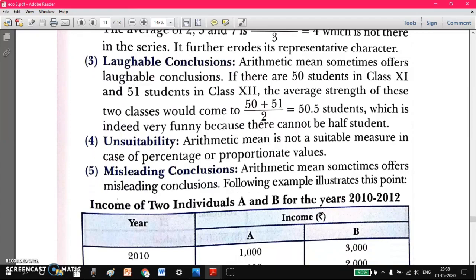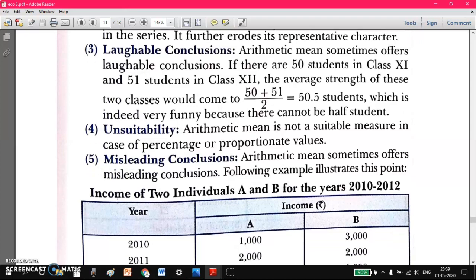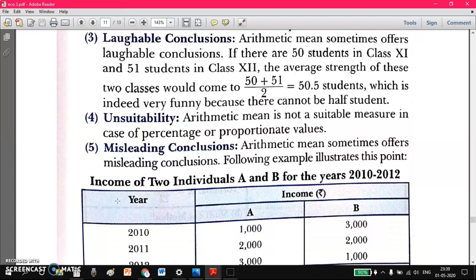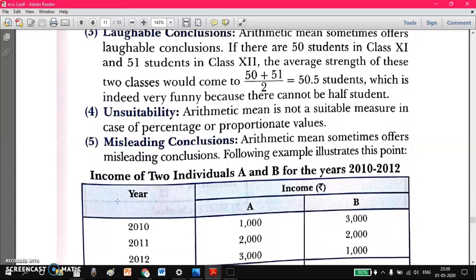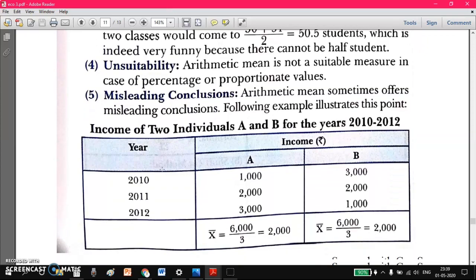Unsuitability. Arithmetic mean is not a suitable measure in case of percentage or proportionate. तो जब हमें proportionate values या percentage calculate करना होता है तो arithmetic mean is not the right form to calculate that. Misleading conclusions. Arithmetic mean sometimes offers misleading conclusions. The following table gives the illustration.